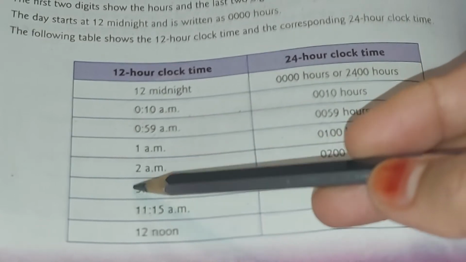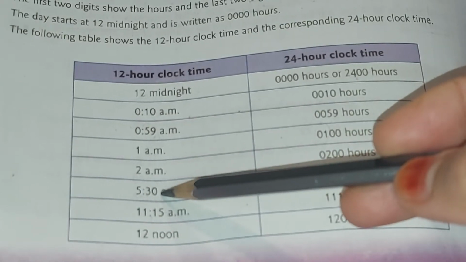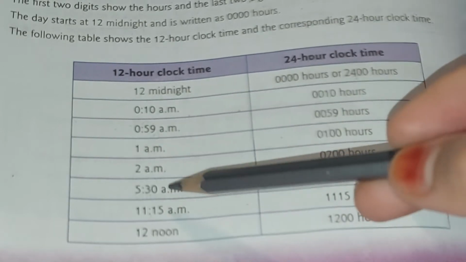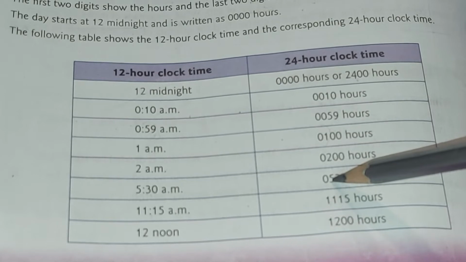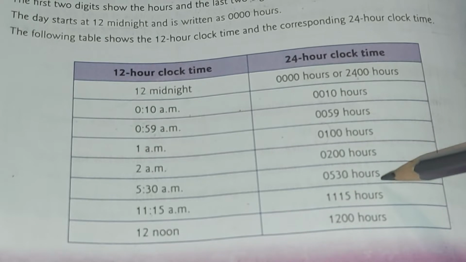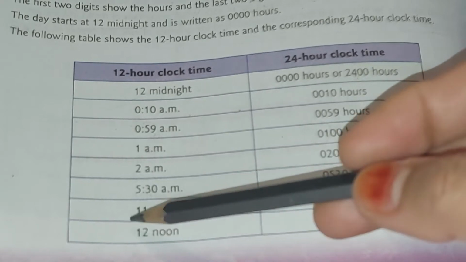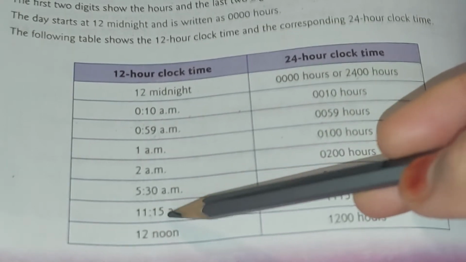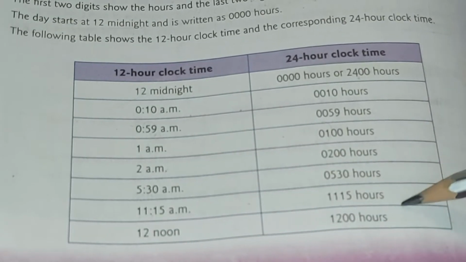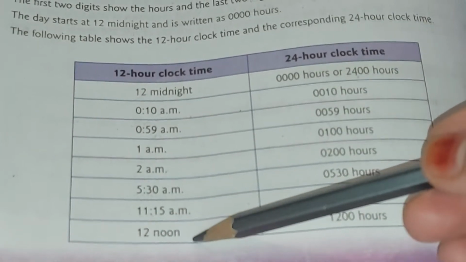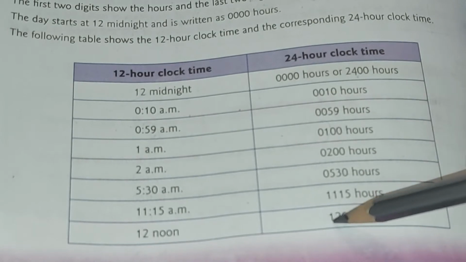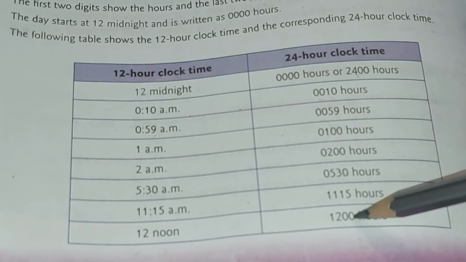Then comes 5:30 a.m. In this, the hour is given as well as the minute, and when we convert this into the 24-hour clock, we write 05, and in place of 30 we simply write 30 as it is given here, and we write hours. Then 11:15 a.m. We simply write 1115 hours. Then comes 12 noon. Here the hour is given but the minute is not given, so I simply write 12 and in place of minute 00 hours.